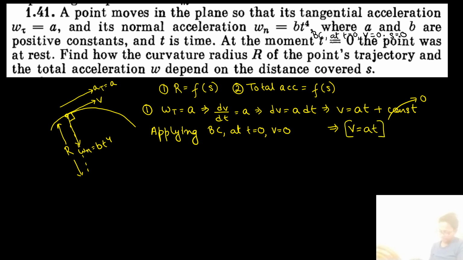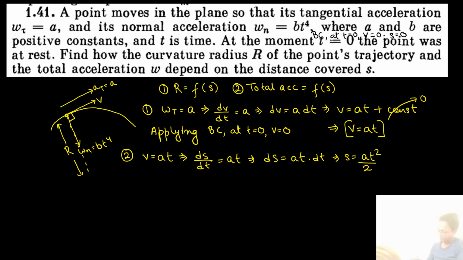Now using v equals at, v can also be written as ds by dt. So ds by dt equals at, or ds equals at dt, or s equals at square by 2 plus some constant. Applying the boundary condition at t equals 0, s equals 0.